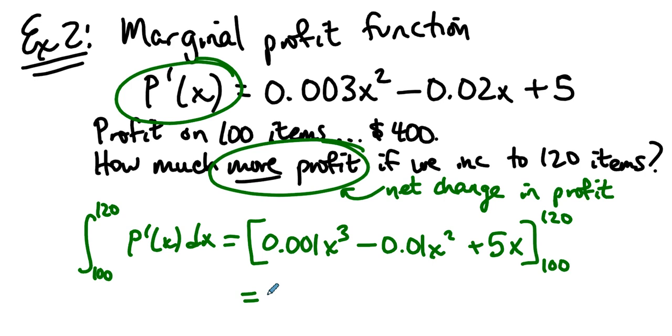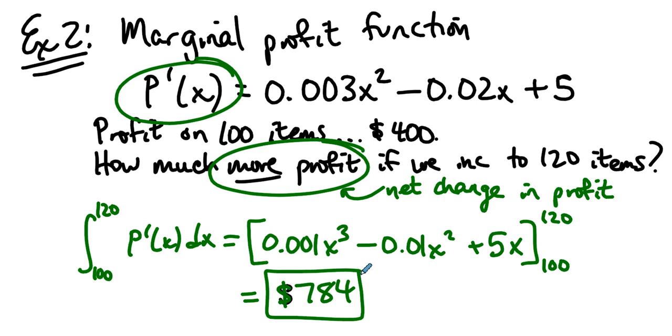I don't have to do that for you. That's arithmetic. But suffice it to say that the answer is $784, which means if we increased our production from 100 to 120, we would make more money. We would make $784 more in profit if we increased our production in that way.